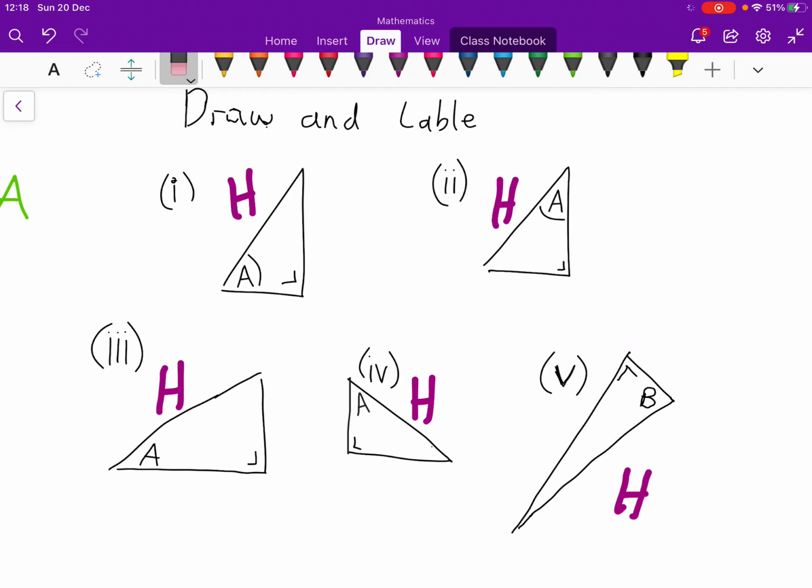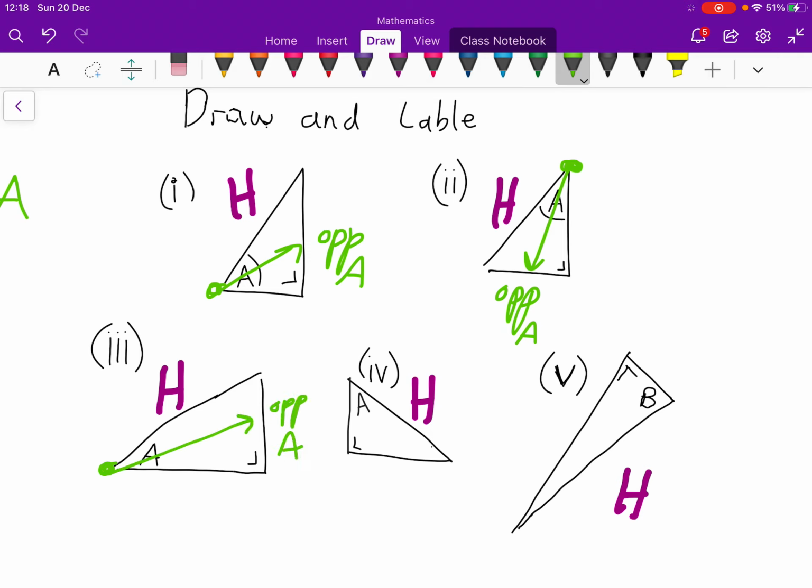Now we need to position ourselves at the labelled angle. So angle A, this is my opposite. This is opposite angle A. I need to say what it's opposite. Okay, position myself at angle A. That's opposite A. Position myself at angle A. This is opposite A. Position myself at angle A. This is opposite angle A. Position myself at angle B this time. And this side is opposite B. So that was easy enough with a little practice.